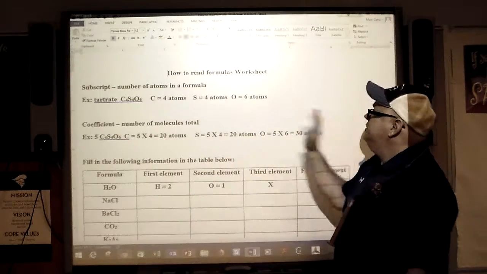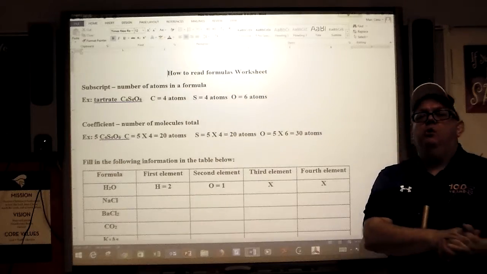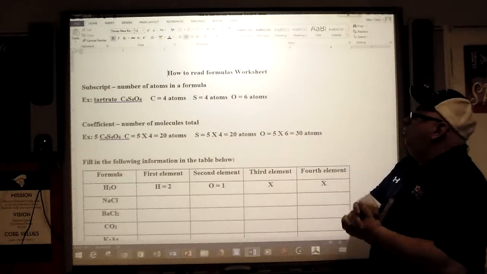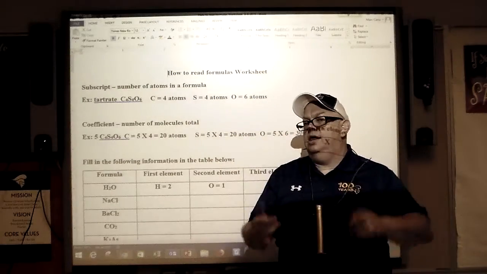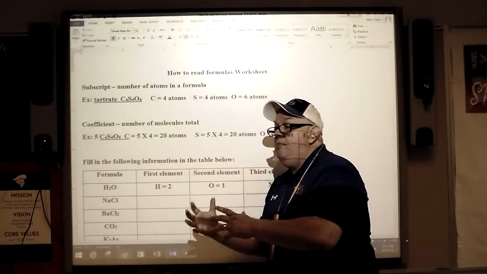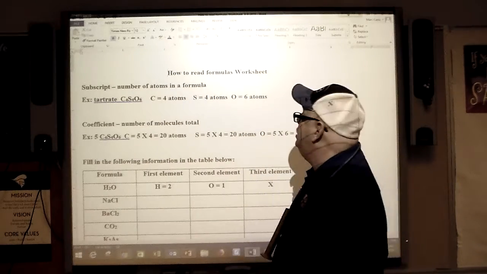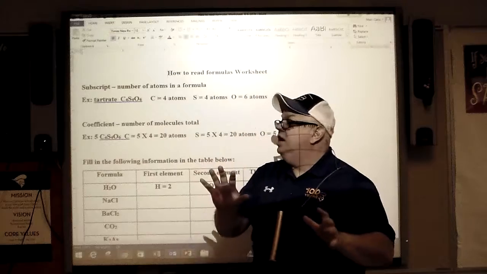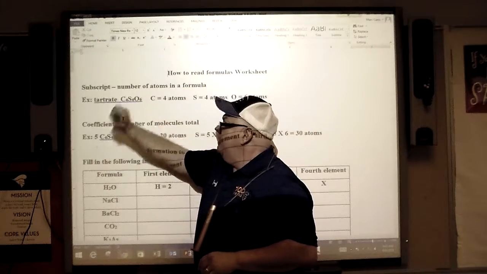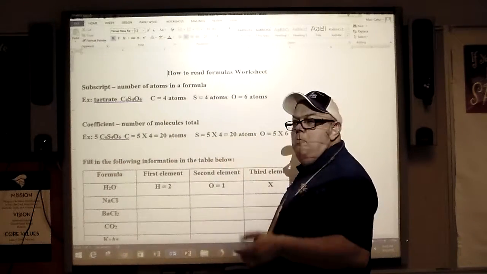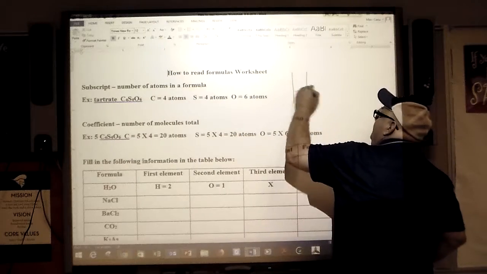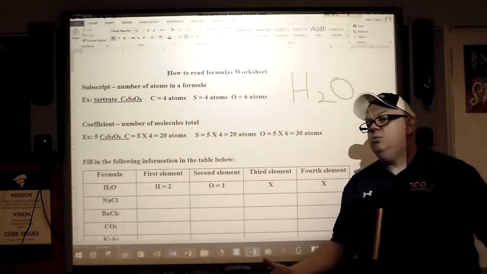Okay, so for this assignment, you're looking at how to read a formula, and we have a how to read a formula worksheet. Formulas tell us what individual elements are in the molecule and how many we have of each. So there are two things you have to look at: a subscript and a coefficient. Most people know H2O, but what does that really mean?